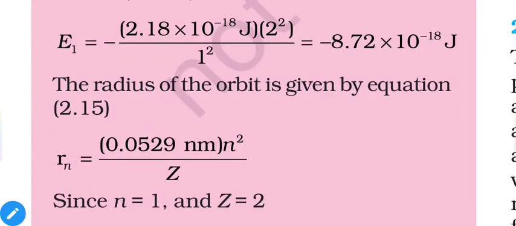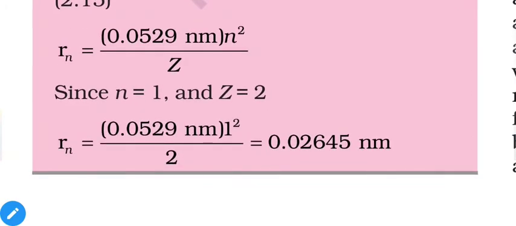So radius, again the same: Rn is equal to 0.0529 into n square upon Z, where n is equal to 1 and Z will be 2 because it is helium. So the radius will be 0.02645 nanometers. It is comparatively shorter than hydrogen. Again the same reason: because of more protons in the helium core, or nucleus of helium, it will attract the electron strongly.